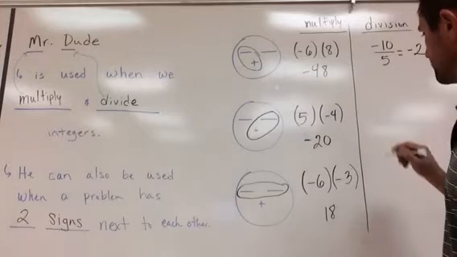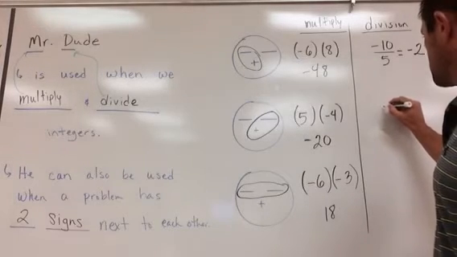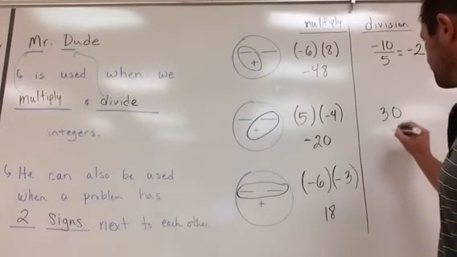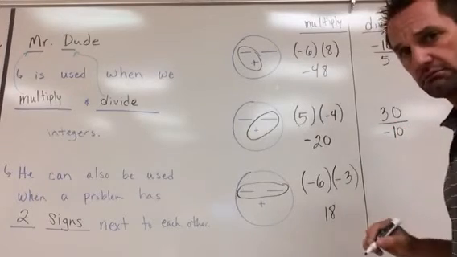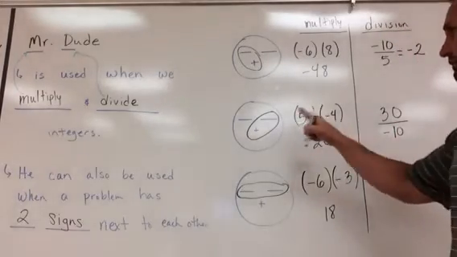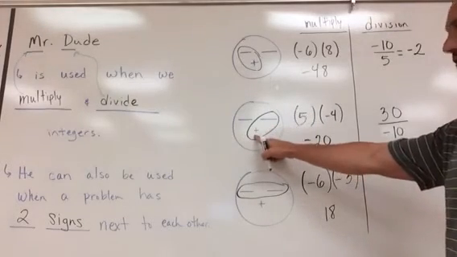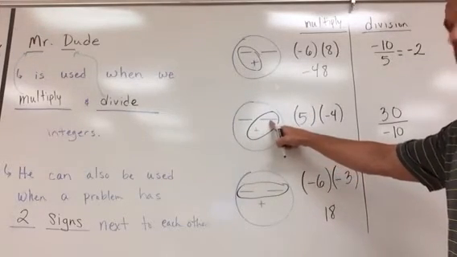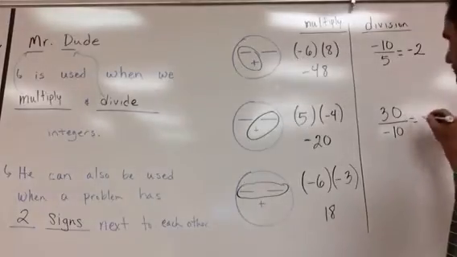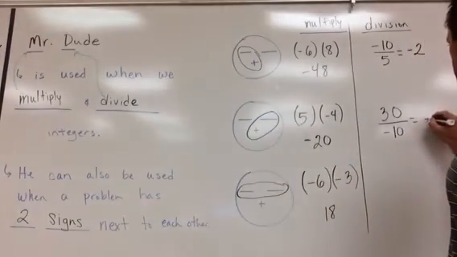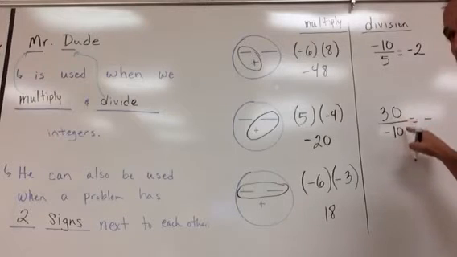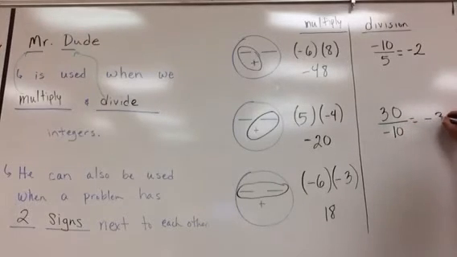Another division problem, if we had, let's go +30 divided by a -10. Okay? Again, a positive is our first number. A negative is our second number. What's left over? The negative sign's left over. So our answer is going to be a negative, and then 30 divided by 10 gives us 3.